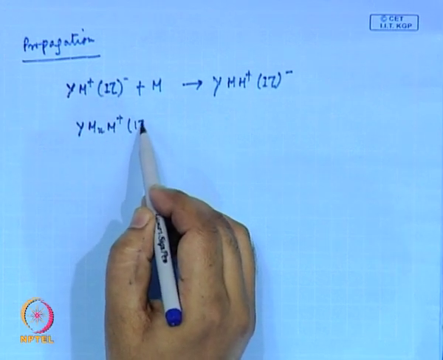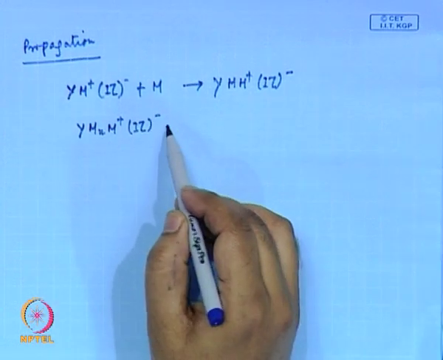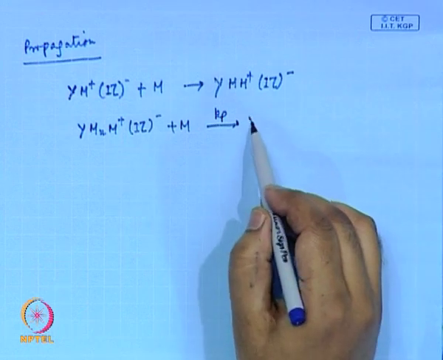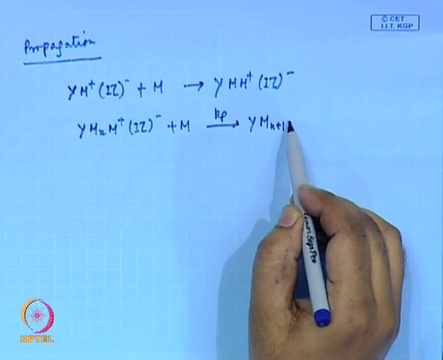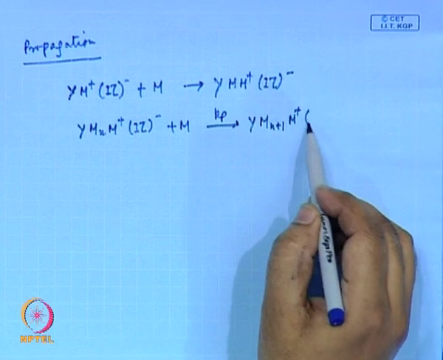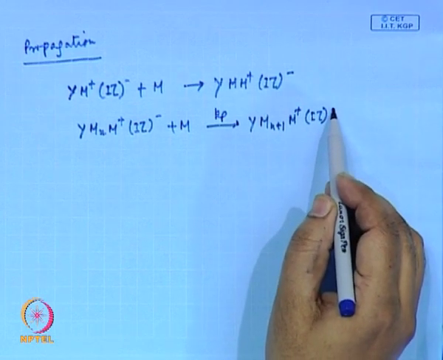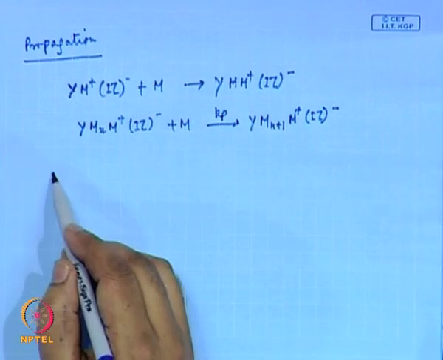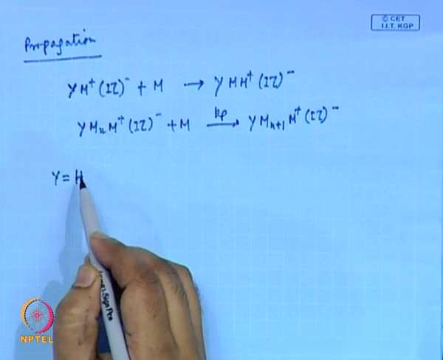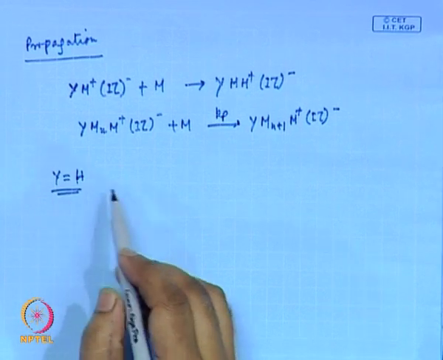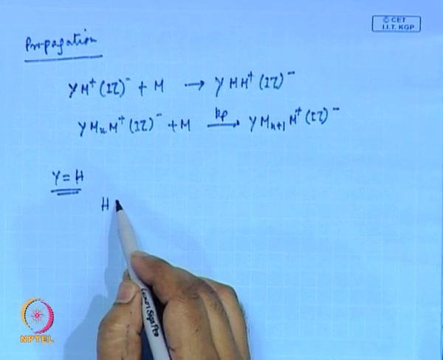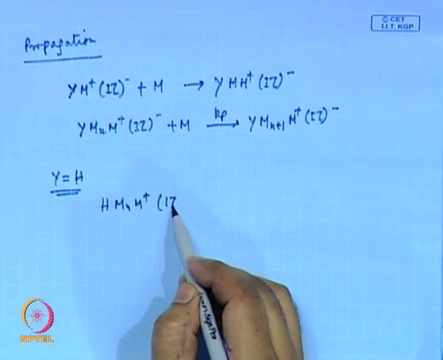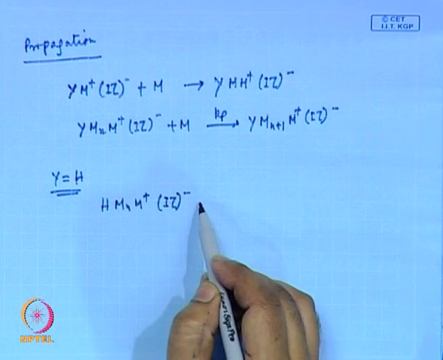of this in this way, plus M with rate constant k_p, giving n plus 1, and I Z minus. If Y is H, the proton, we can write H M n M plus I Z minus.